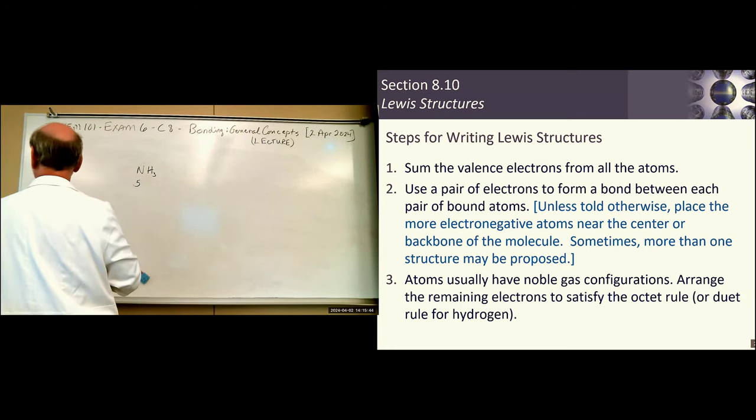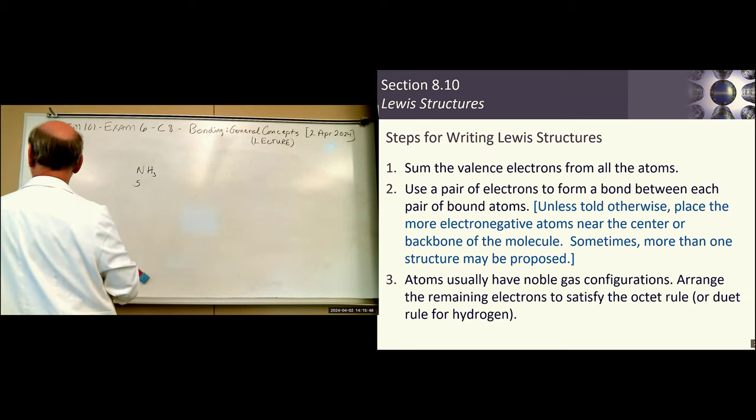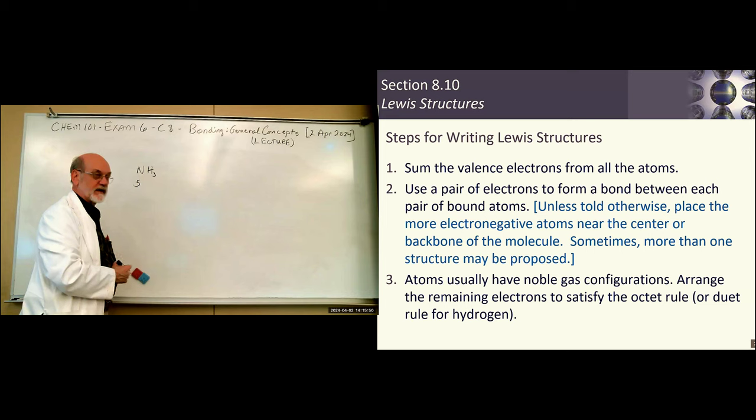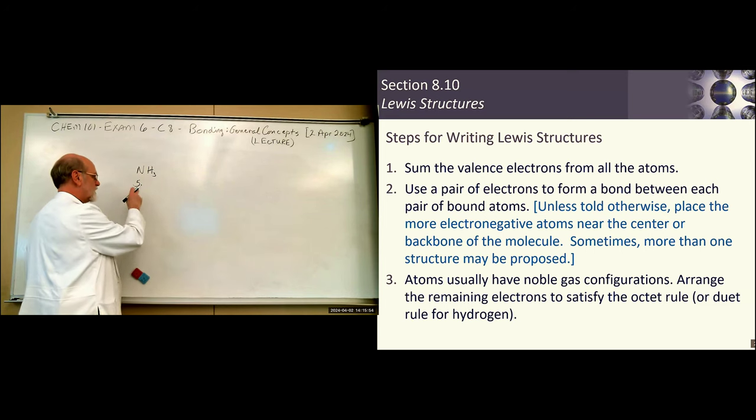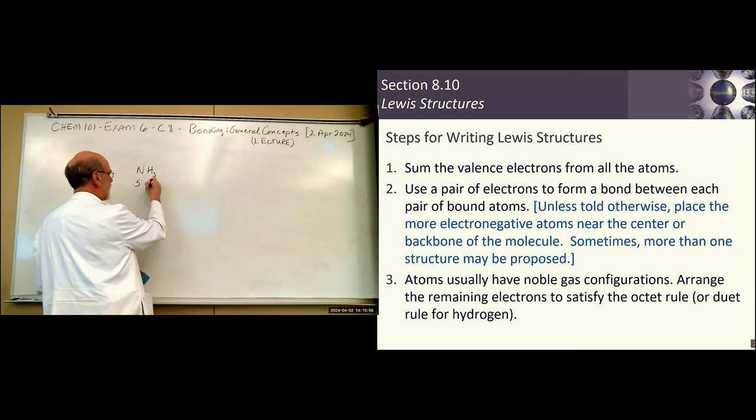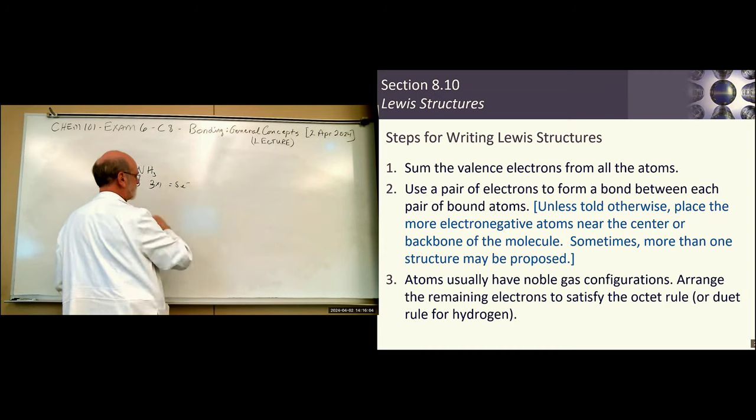Now it has more than that total, right? It has 7 total electrons, but we only want the valence electrons. There are 5 of them, and hydrogen only has 1. So 3 times 1 is 3, and 5 plus 3 equals 8 electrons, okay?